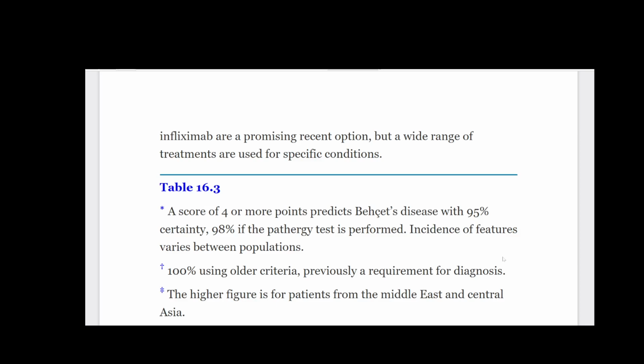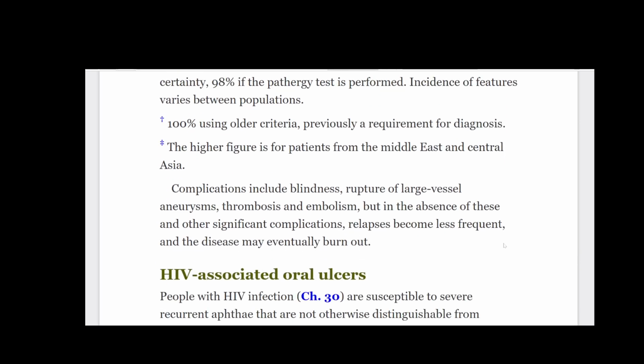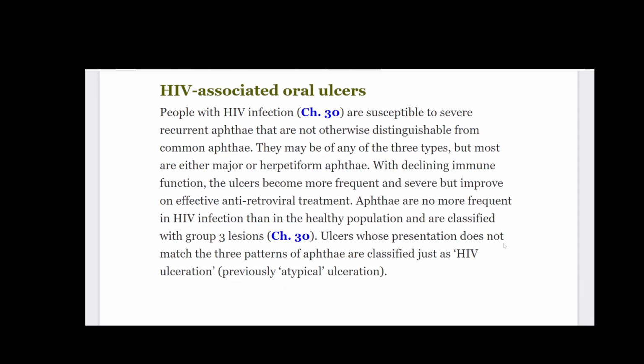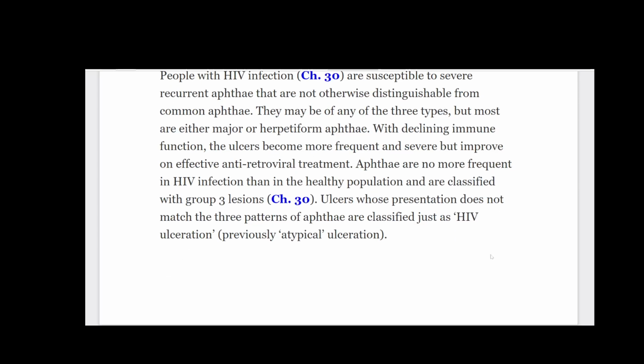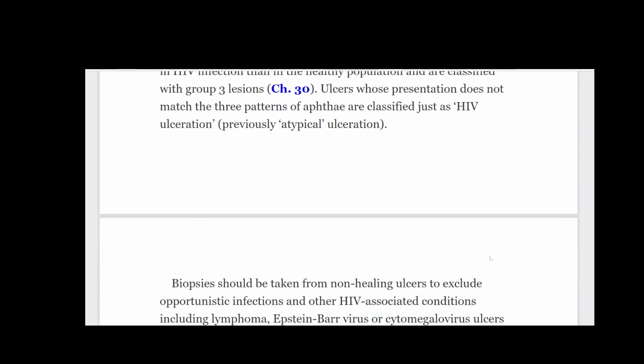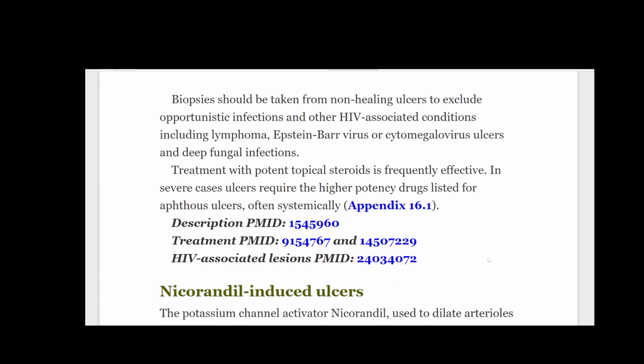HIV-associated oral ulcers. People with HIV infection, CH 30, are susceptible to severe recurrent aphthae that are not otherwise distinguishable from common aphthae. They may be of any of the three types, but most are either major or herpetiform aphthae. With declining immune function, the ulcers become more frequent and severe but improve on effective antiretroviral treatment. Aphthae are no more frequent in HIV infection than in the healthy population and are classified with group 3 lesions, CH 30.